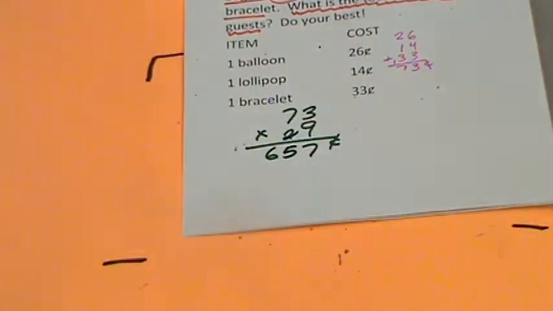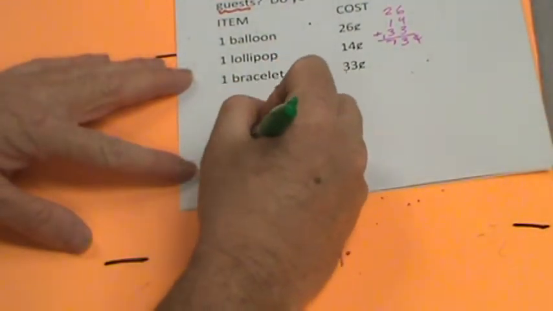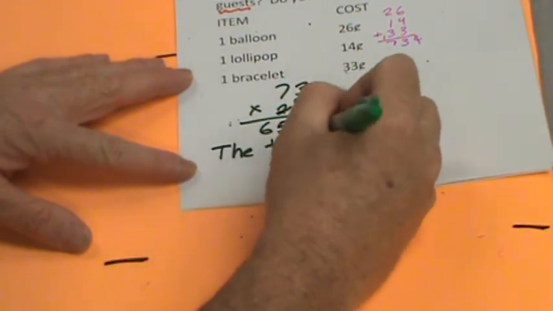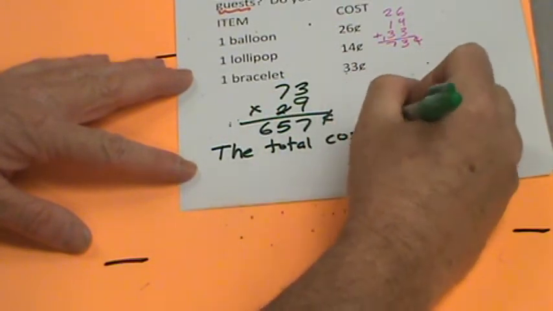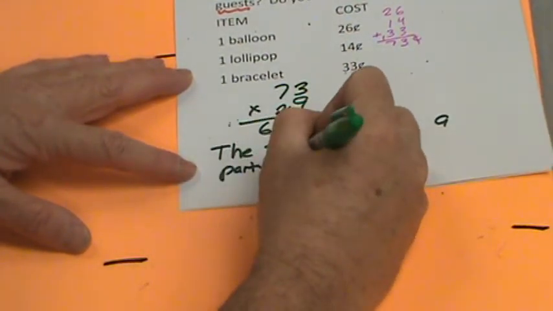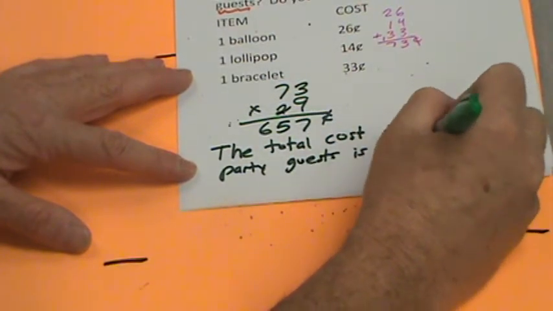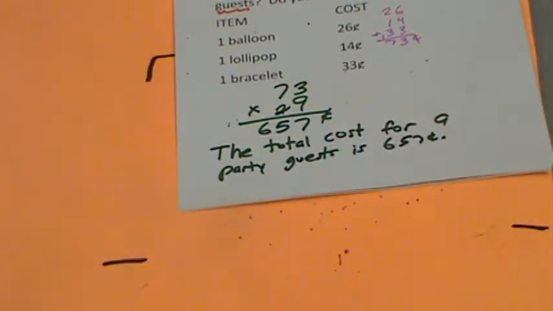So we have 657 cents. And what we're going to do is take this and we're going to write our statement. The total cost for 9 party guests is 657 cents. That would translate to $6.57 because, of course, there's 100 pennies in a dollar. We're going to move on.